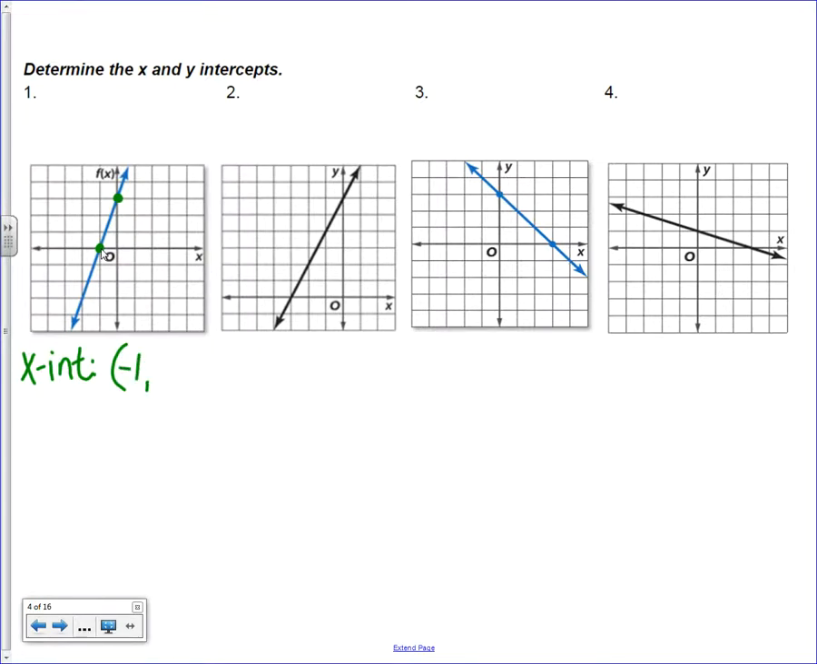-1. What's the y value there? Is everybody agreeing with the 0? I went to the left 1 and then I didn't go up or down, did I? Does this make sense or no? -1, 0. Fair enough? Now I have the y-intercept.